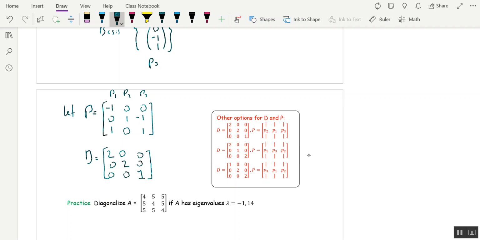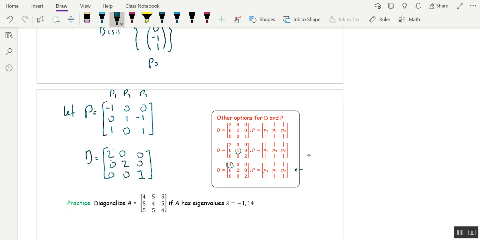That wasn't the only choice, though. If I had wanted, let's say, P3 first, I could do that. If I put P3 first, the 0, negative 1, 1, then in my diagonal matrix, I would have had to put the 1 first. So I have that option written here. If you put P3 first, then the 1 needs to come first. If you put P3 sandwiched between P1 and P2, that's fine. You just need to take this 1 and sandwich it between the two 2's.